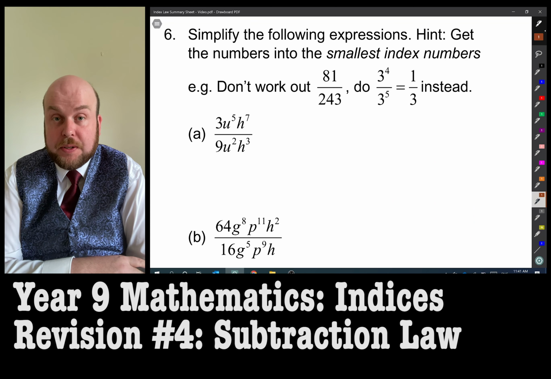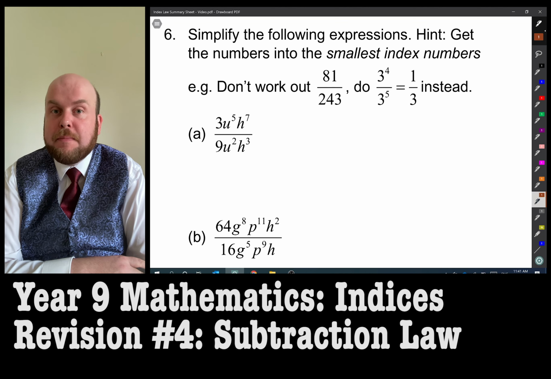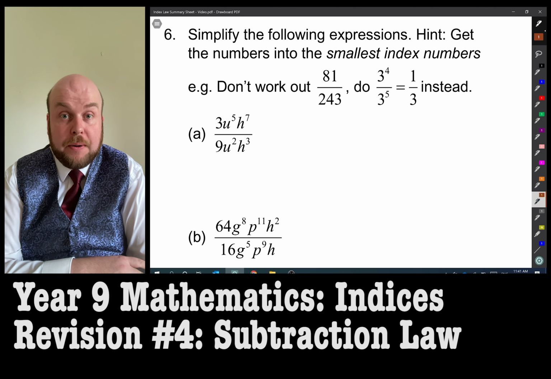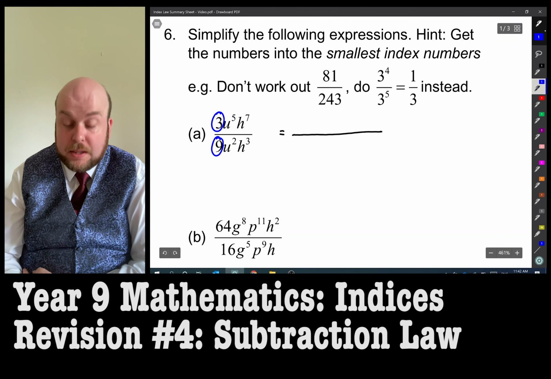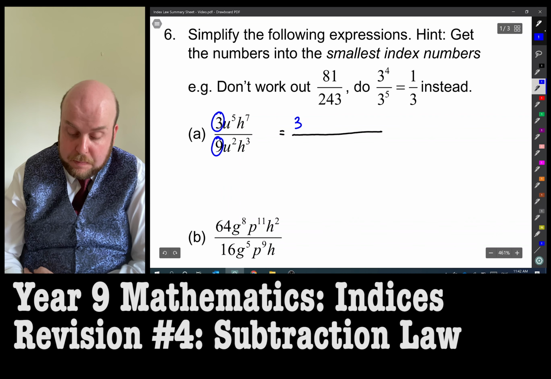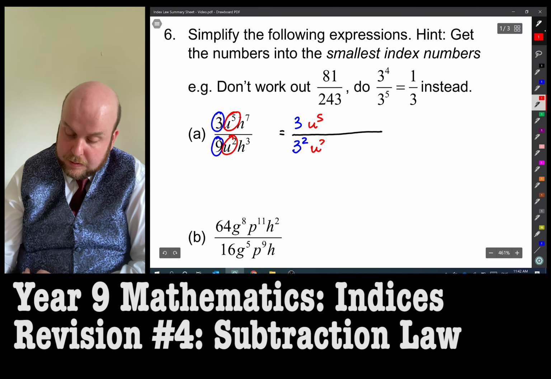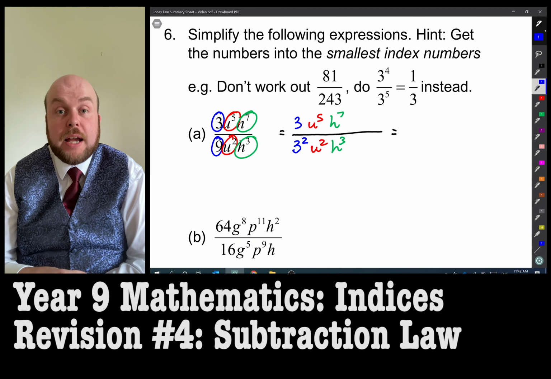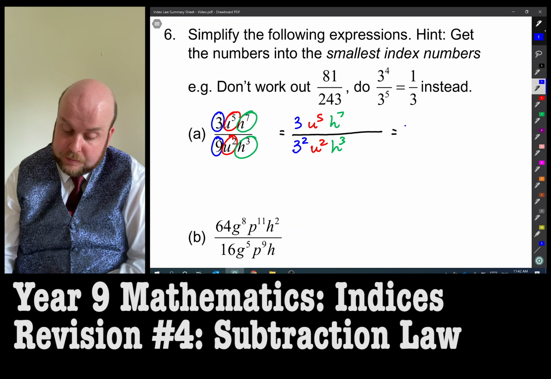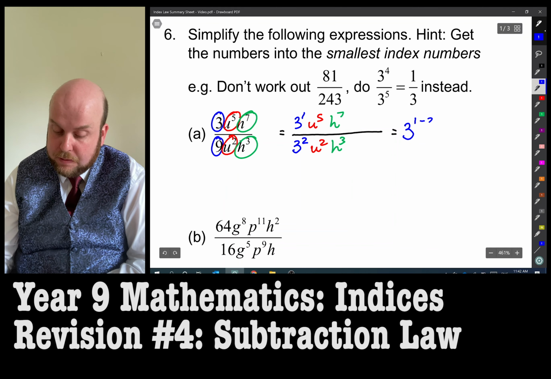Simplify the following expressions. As per my previous example, I'm going to turn any big numbers into powers to assist me in this process. The 3 at the top stays as it is. The 9 at the bottom becomes 3 squared. Once I now have everything in power form, I can do the subtraction law. 3 on its own, that's going to be a 3 to the power of 1, so that's going to be 1 take away 2.